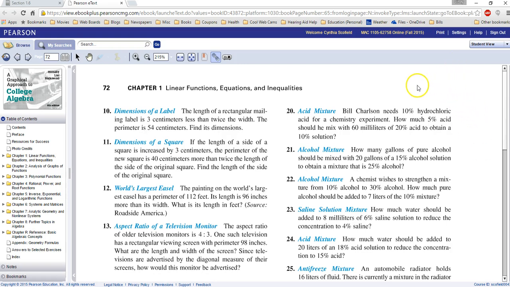He's going to mix something that's 5% acid with something that's 20% acid to obtain a solution that's 10% acid. And you're trying to figure out how much he has to mix of the 5% acid with 60 milliliters of 20% acid to get his 10%. So let's do it.